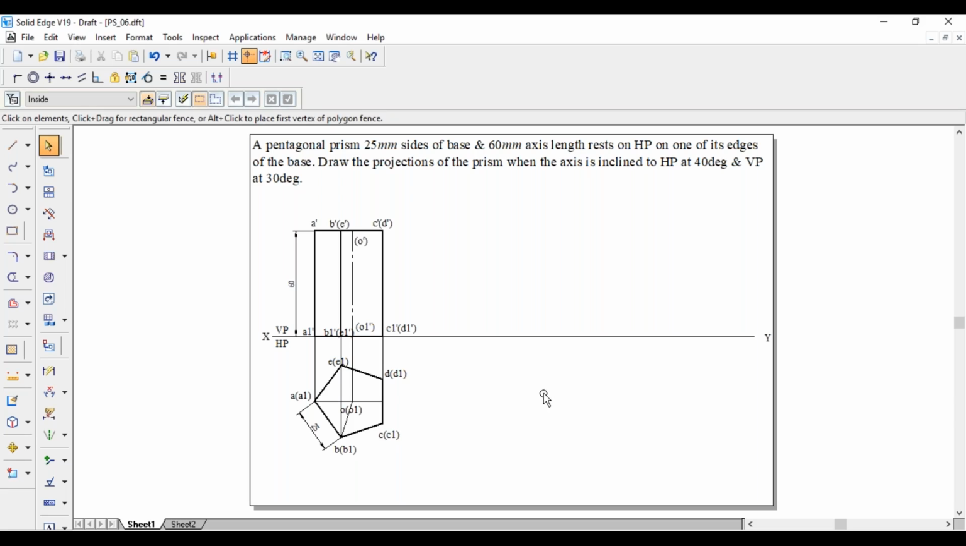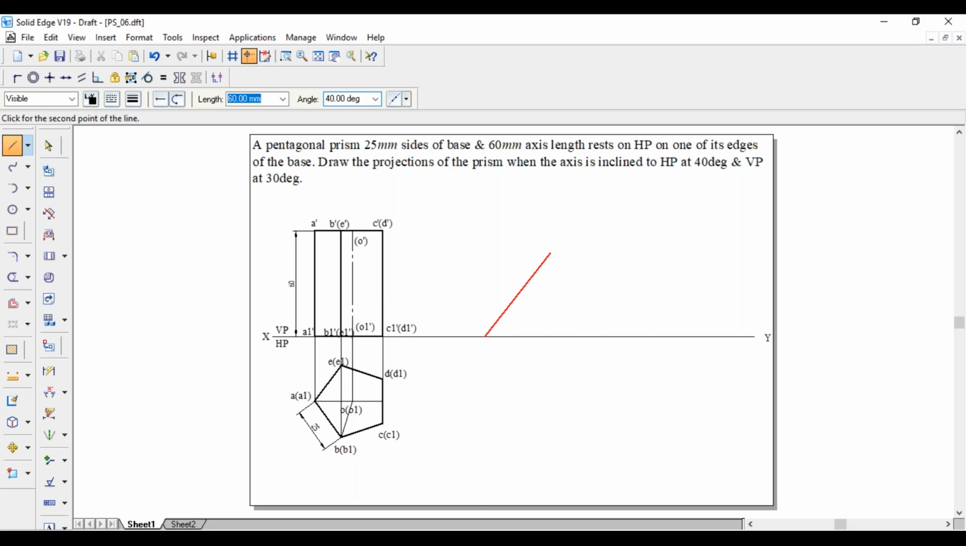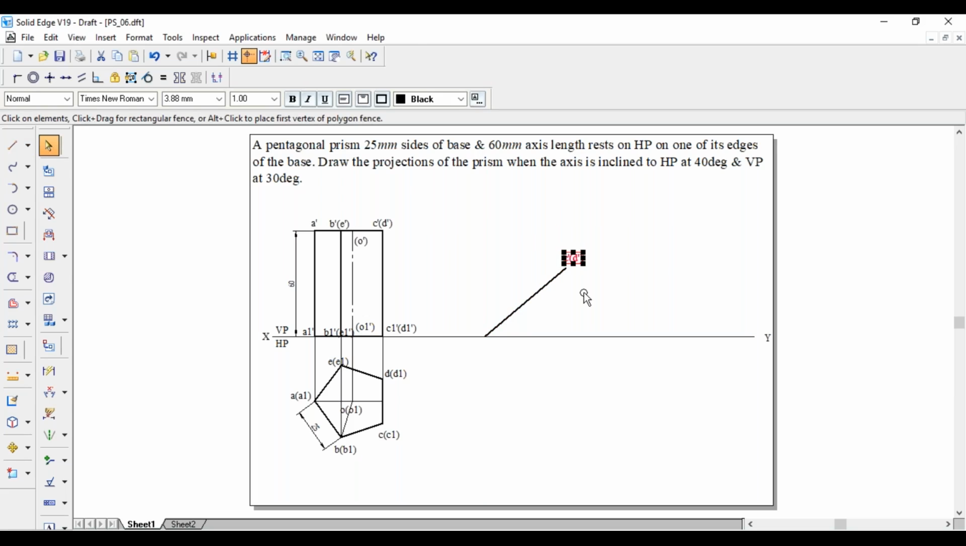Moving to the second one, axis is making an angle of 40 degree with respect to HP as given. So as axis and these edges are parallel to each other, we'll go with these edges. So first C dash C1 dash, the length is 60 mm. So draw a line of 60 mm length making an angle of 40 degree. So the length of this line is 60 mm and angle is 40 degree. This is C dash in the bracket D dash. This corner is C1 dash in the bracket D1 dash.